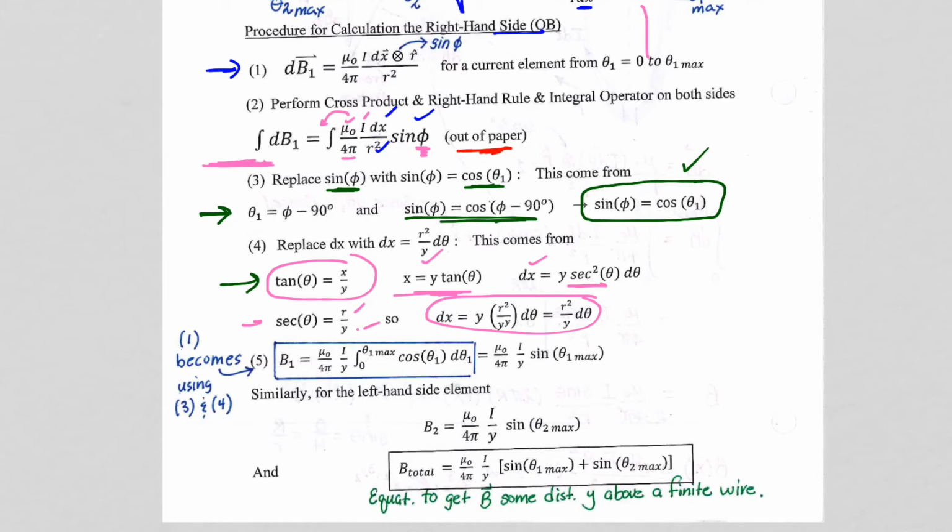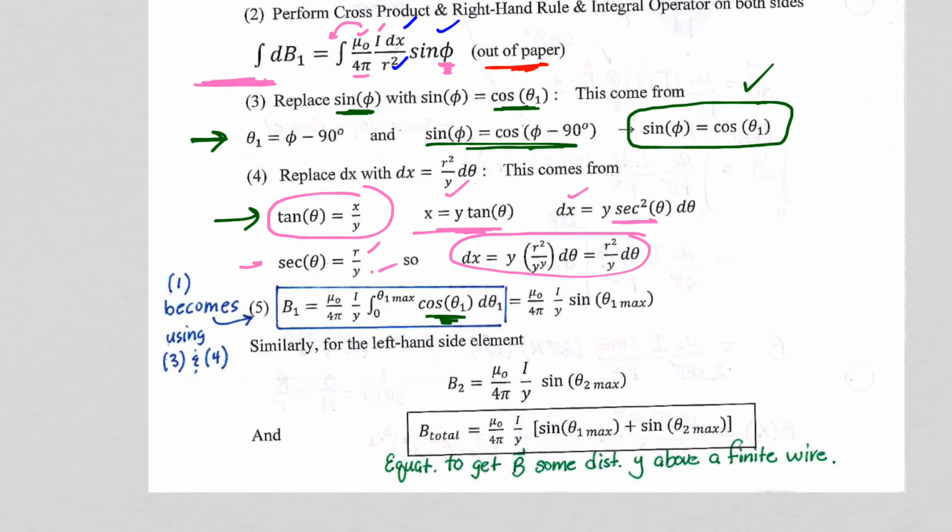Again, don't worry about trying to memorize all of this. The result, when we do the integration, is that we have mu naught on 4 pi, 1 on y sine theta. And as I said, by symmetry, the left-hand side will behave the same, but we have theta 2. So this equation to get B at some distance above the wire for the finite wire will be given to you if you need it.